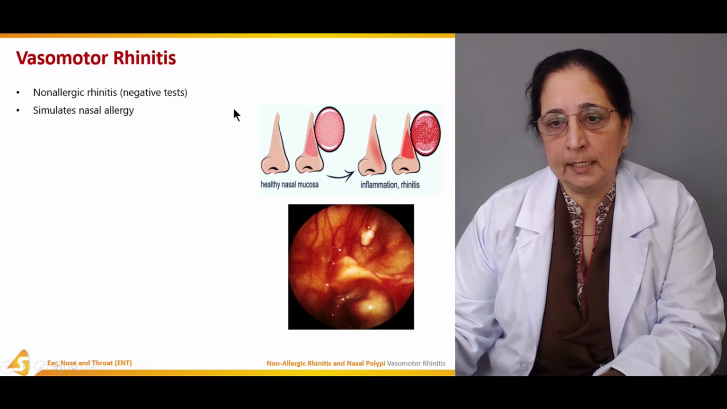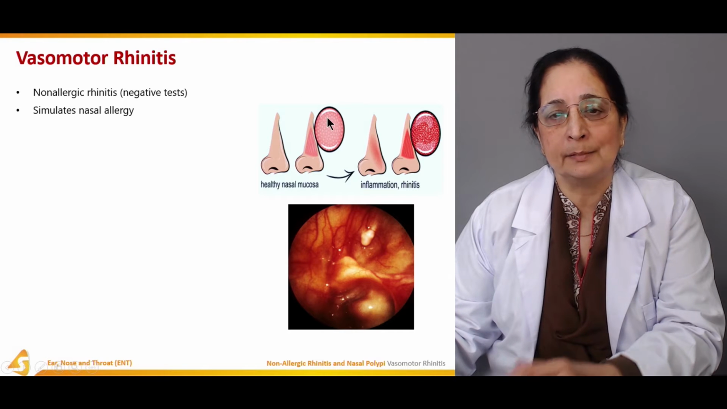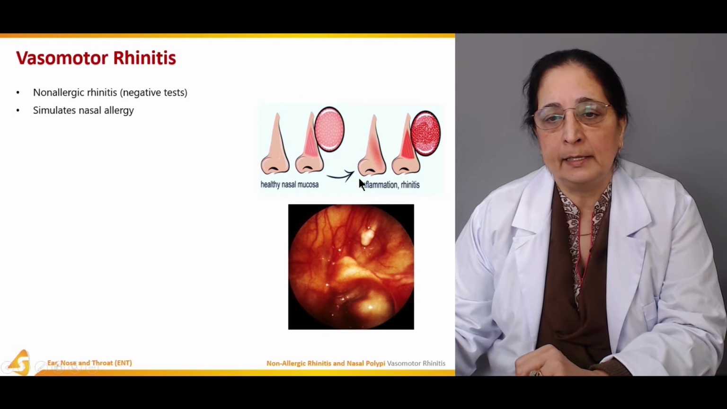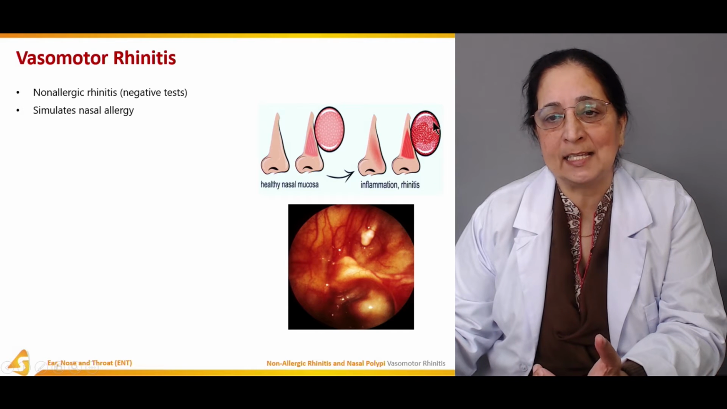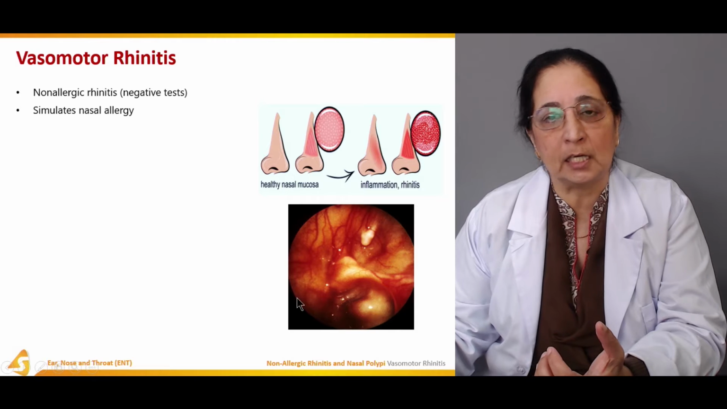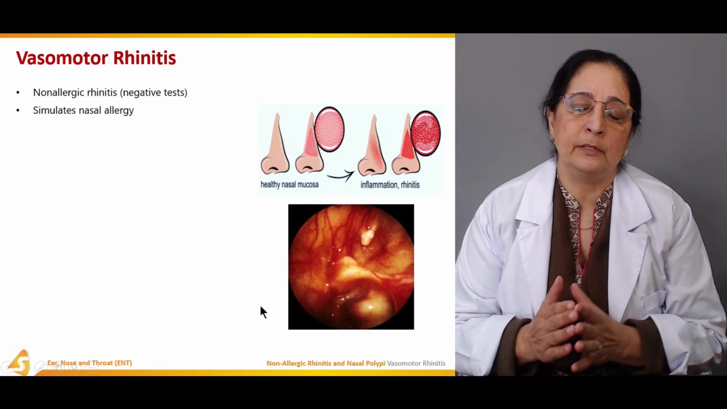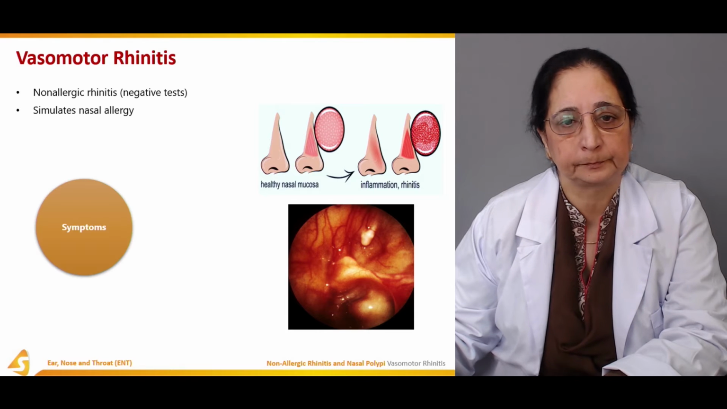If you see in this, this is the normal healthy nasal mucosa, it's pinkish in color, and this is when rhinitis occurs, it causes redness and congestion and stuffiness. So all these changes occur associated with rhinitis or inflammation.